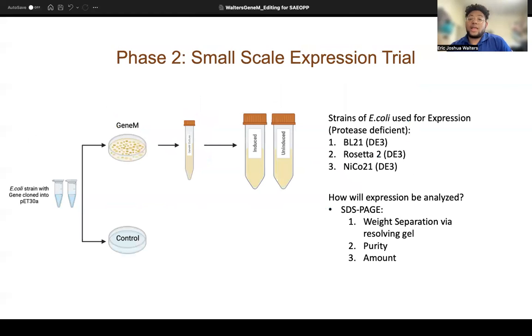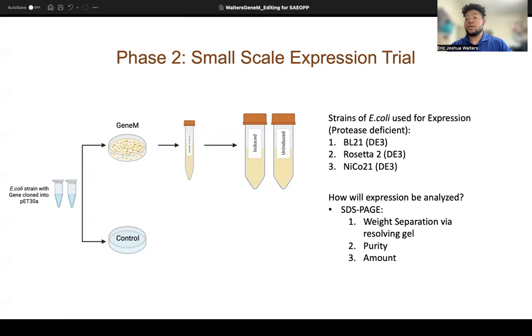Now, to start our laboratory research, the best thing we can do is make sure that we can express gene M using recombinant E. coli. And all of these should be protease deficient, so it doesn't chew up your protein. And so we use BL21, Rosetta 2, and Nico21. And essentially what we do is we have a plasmid that has gene M and it's cloned into our E. coli.